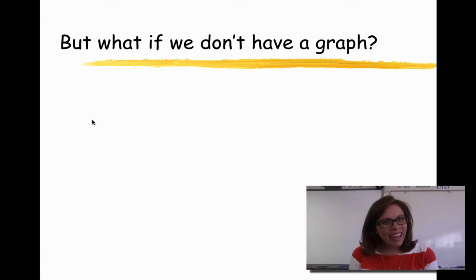Well, welcome back. In this video, we're going to learn how to handle something where we don't have a graph, we just have an equation. We have a position equation in terms of time, but we don't have a graph. How do we find instantaneous and average velocities from that?